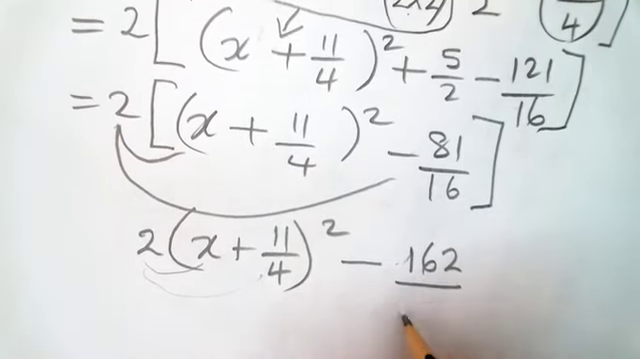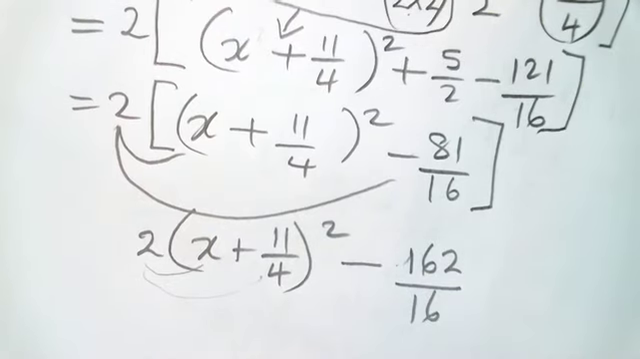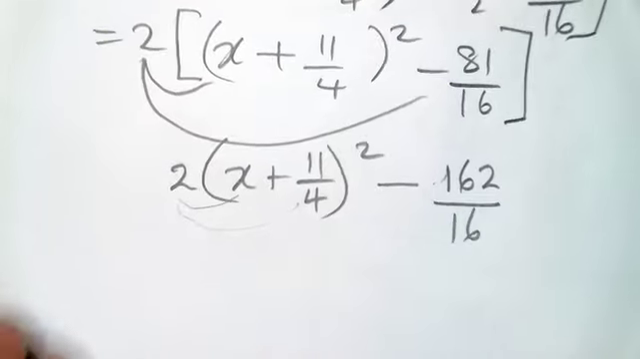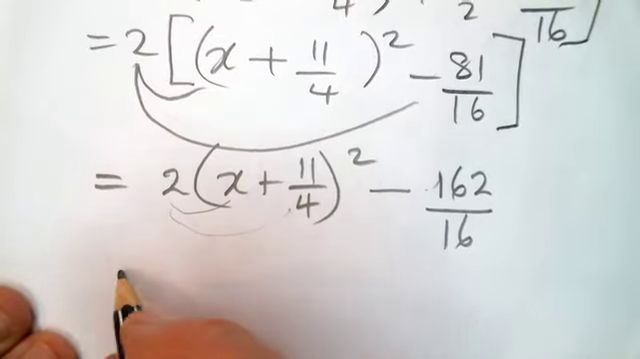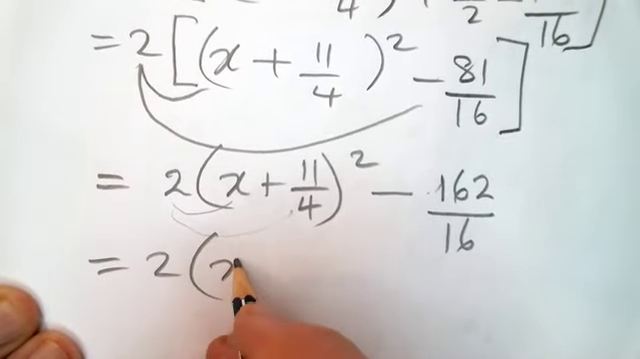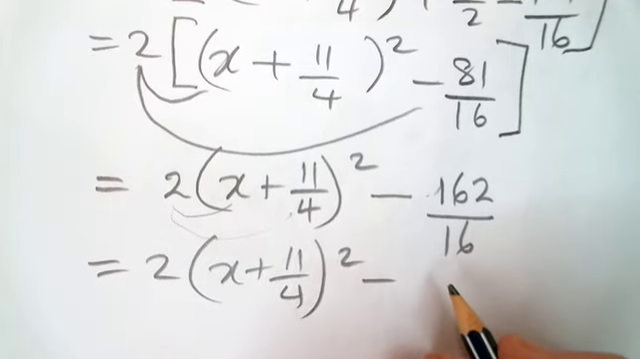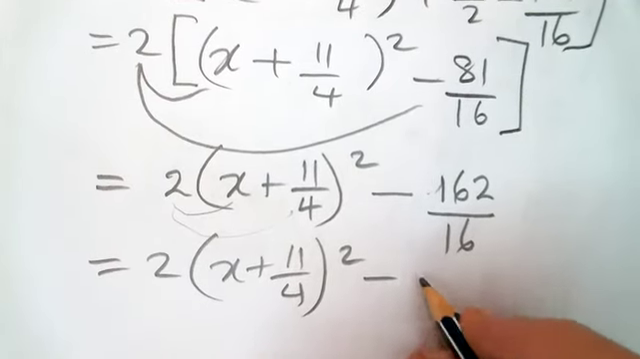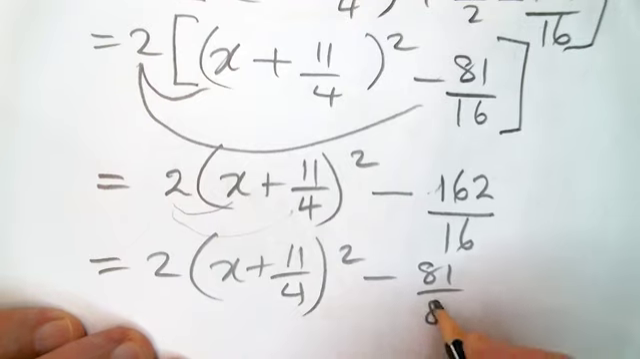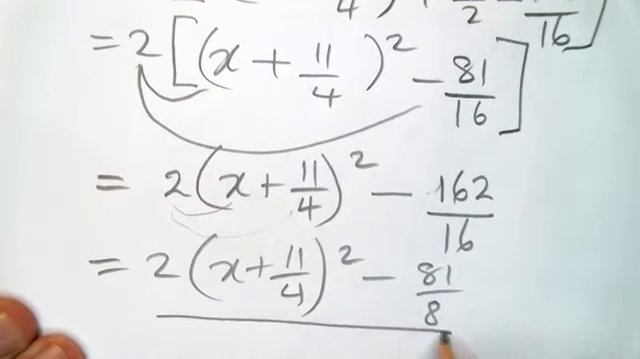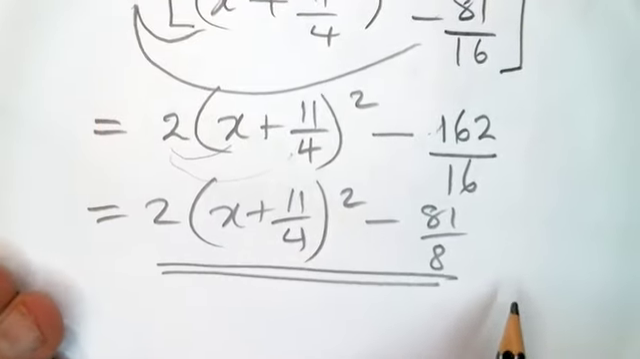So we've got 162 on 16. Now I can actually simplify that. If I've got 162 on 16, we could say that's 81 on 8. So I'm just going to rewrite that as equals 2 x plus 11 on 4 all squared minus, what did I say? It was 81 on 8. And that is my completed square form.